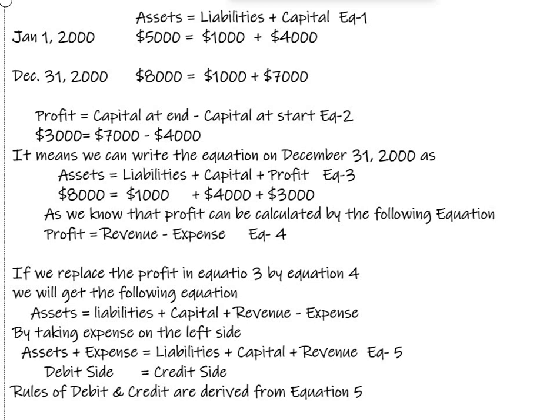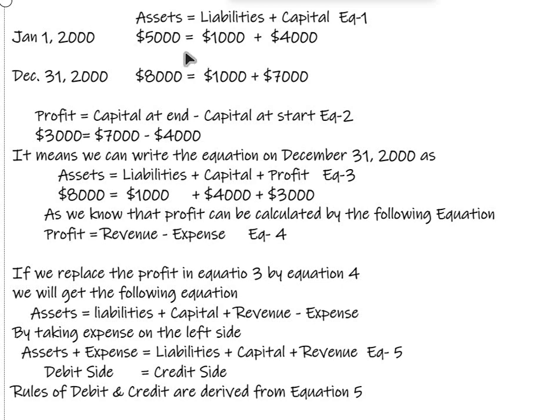Today we are going to derive rules of debit and credit with the help of the fundamental accounting equation, that is, asset is equal to liabilities plus capital. Suppose a person started a new business on January 1st, 2000. He invested $4,000 and, by borrowing $1,000, his total assets would be $5,000.